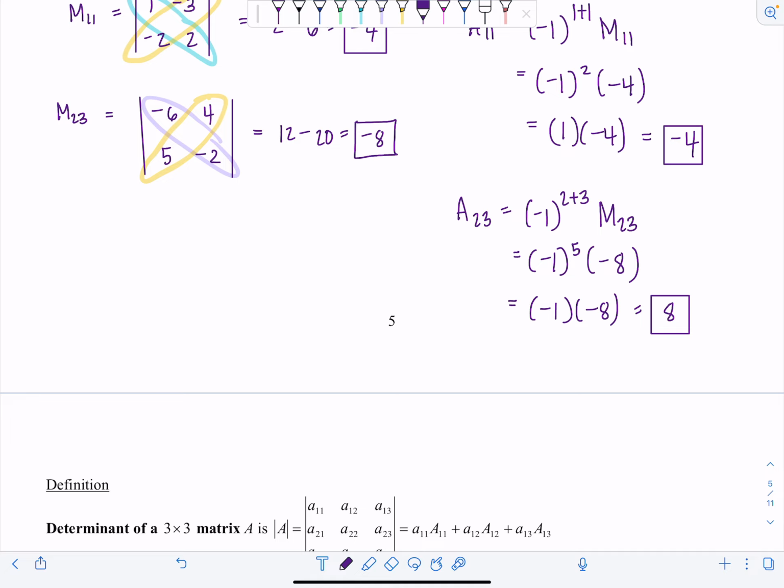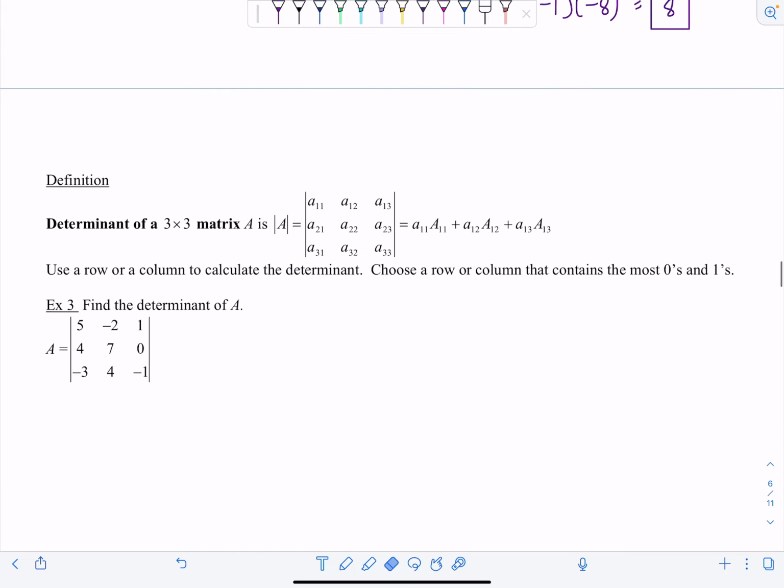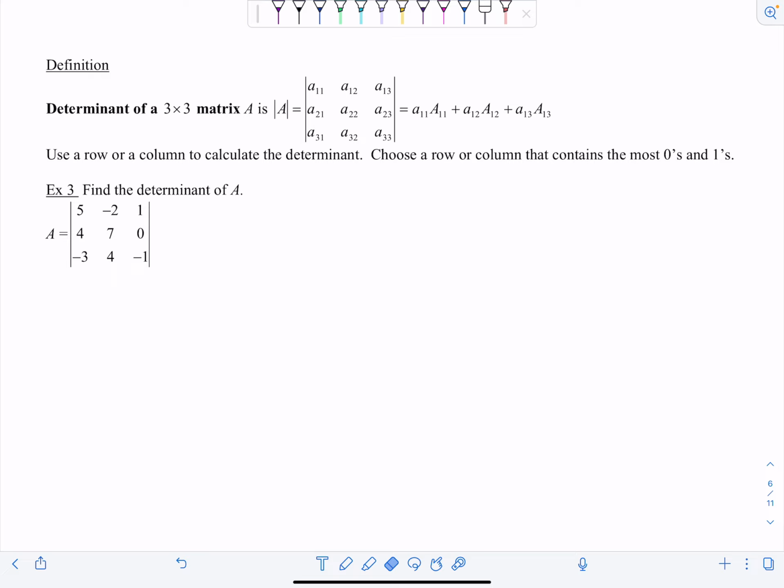Good. So now that we know what cofactors are, we can talk about how to find the determinant of a 3 by 3 matrix. So the determinant of a 3 by 3 matrix is as follows. You take the entry A11, and you multiply by its cofactor, plus you take the entry A12, you multiply by its cofactor, plus you take the entry A13, and you multiply by its cofactor.